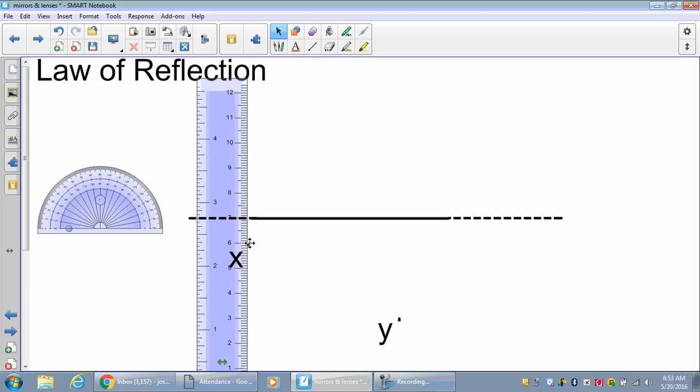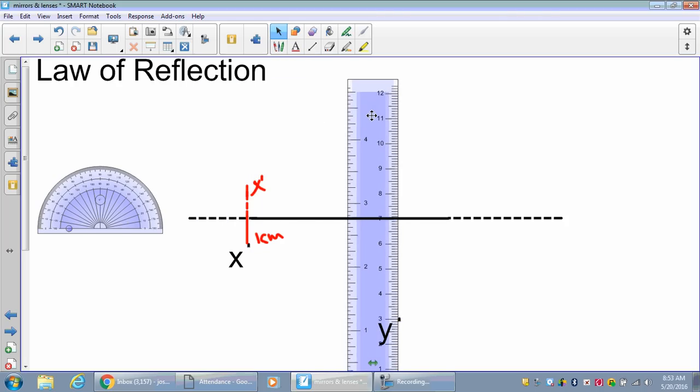So object X here, you want to draw a line. This is 1 centimeter. And just make sure you extend it about a centimeter behind. And this would be my X prime. This would be X prime. This would be the image of X.